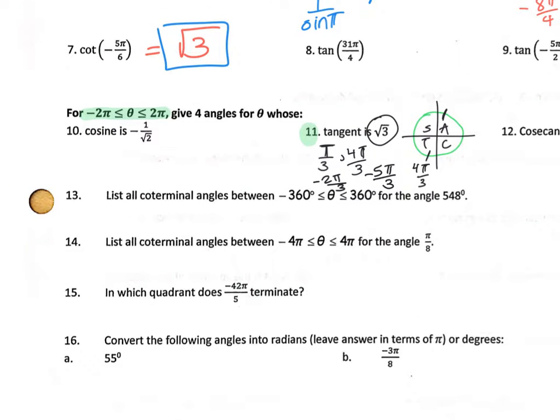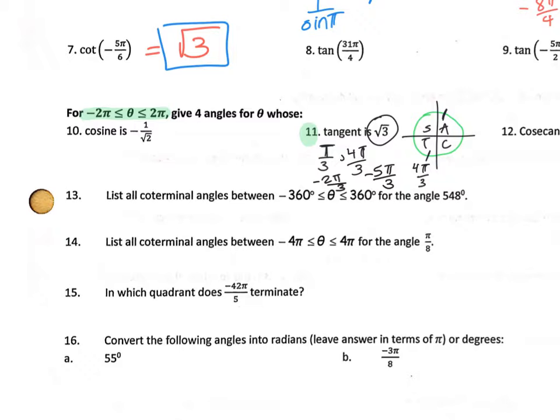Now, if they didn't limit me, if they said from negative 4 pi to 4 pi, then I could have found those angles and added or subtracted 2 pi to get the angles I want. But since I'm limited between negative 2 pi and 2 pi, I had to find what those angles are and in what quadrant they are, so I can count them in the positive direction and the negative direction. So that's how you do something like number 11.